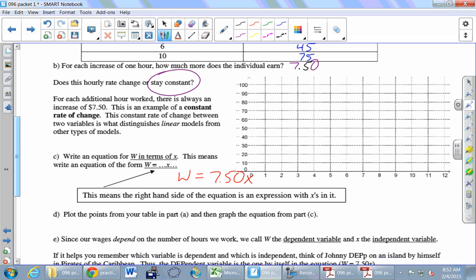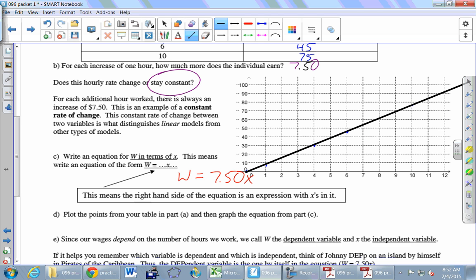So let's see, we saw that 0 and 0 and 1 and 7.50, and what was the next one? 4 with 30. And then what was next? 6 and 45. And then 10 and 75. So you've got that, and then you draw your straight line with a straight edge if you can, something like that. And so let's talk just for a moment about this constant rate of change.